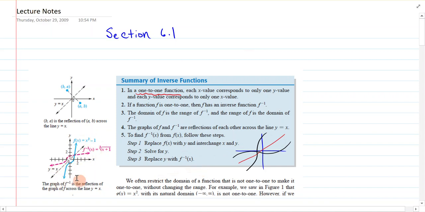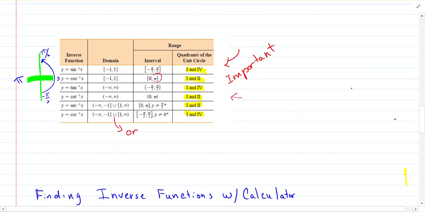So here's a blue function, x cubed minus 1. Its inverse is the cube root of x plus 1. That would be this pink dotted line. And they are symmetrical, or reflections of each other, through the line y equals x. That's the black dotted line. So that's just a reminder of algebra on that.